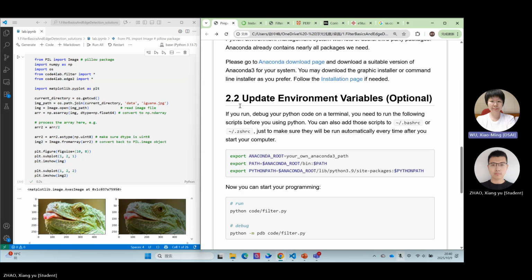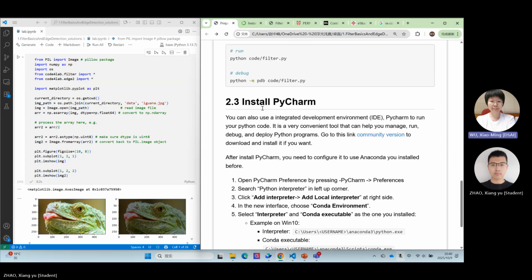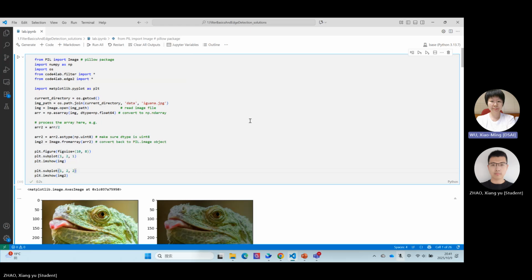Okay, if you select these steps, you can skip the second step, because it will update your environment variables automatically. And after you have installed Anaconda, you can install some IDE. This tutorial tells you how to install PyTorch, and I will tell you how to install Visual Studio Code, because Visual Studio Code is lighter than PyTorch.